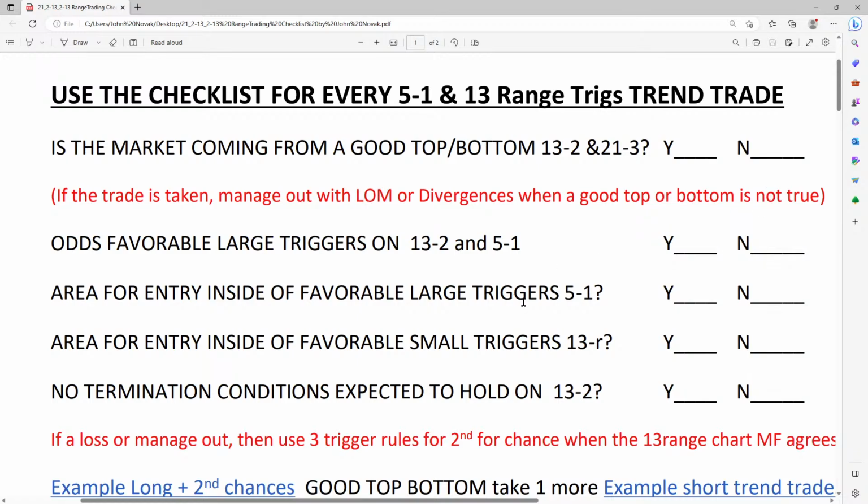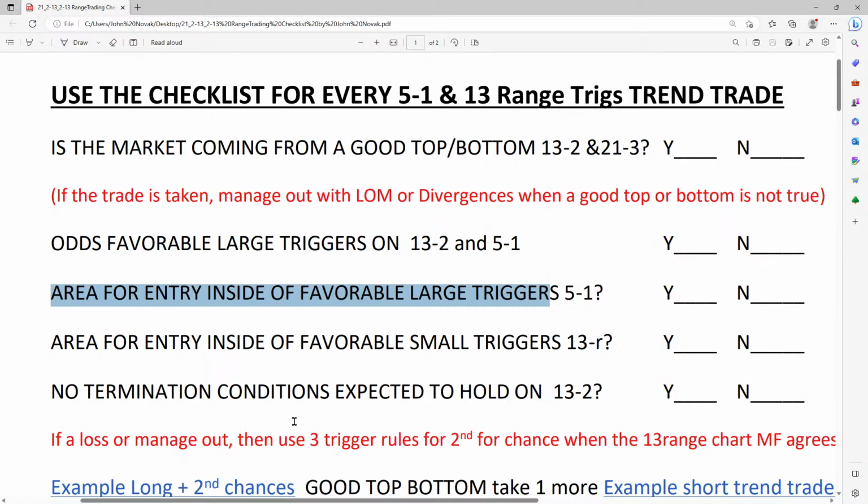Some of you guys have this in your plan, Gary, I think you do. Is it coming from a good top or bottom? I watch you post trades, and you will take a trade if there's not a good top or bottom, but you also manage those trades a little bit better, more assertively. These are the same rules you guys have. Strong triggers, do a 5-1 trade, and so on.